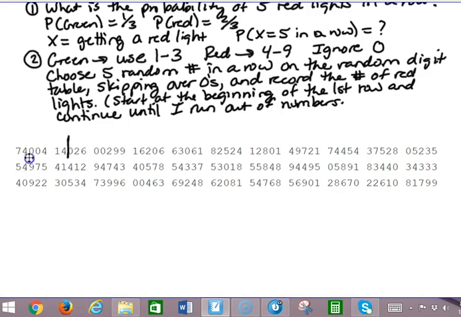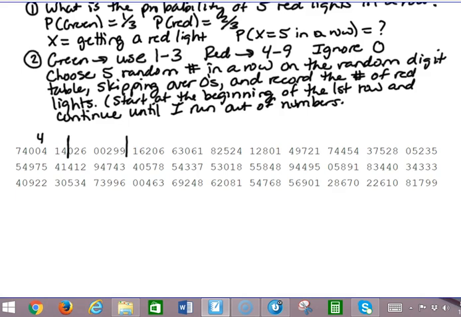If I look at these numbers, 7 and 4 both represent red lights, 1 represents a green light, so I got 4 red lights here. Okay, then I'm going to skip over the 0, count 2, 6, 2, 9, 9. That's my next group of 5 digits.